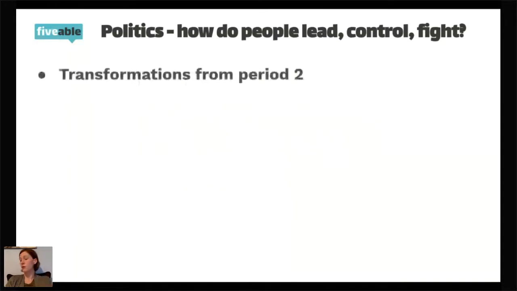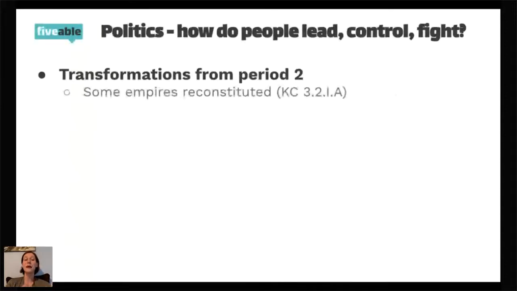Transformations from Unit 2. There's a whole section in the key concepts of some specific transformations that you want to keep an eye on. For example, some of the empires from Unit 2 don't go away entirely. You probably learned about the fall of your classical empires, and that's very accurate. But in some places, the empires that come along in Unit 3 don't look all that much different from the empires that existed in Unit 2.